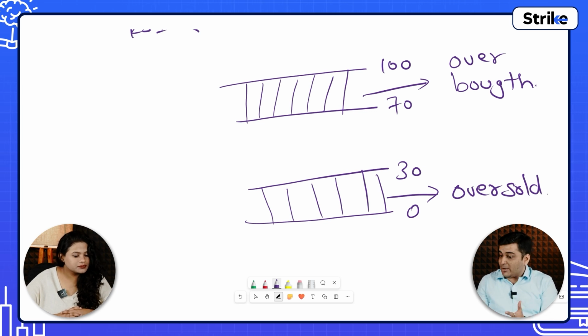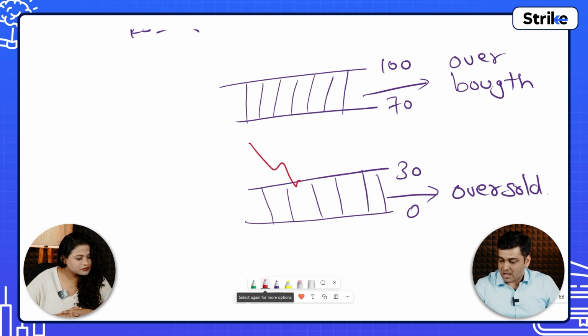All right. So now when to buy or when to sell? Generally, let's say prices are coming down over here and it is in the oversold zone, and when RSI leaves the oversold zone, when RSI goes above 30, this could be a buying opportunity.